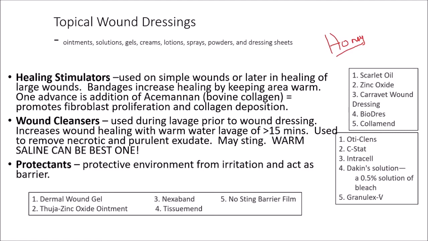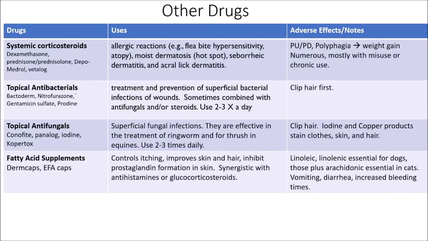Some other drugs we use with the skin: systemic corticosteroids, dexamethasone, prednisone, prednisolone, Depomedrol, Betalogue. Those help with allergic reactions like fly bite sensitivity or flea bite hypersensitivity, atopy, moist dermatosis like a hot spot, seborrheic dermatitis, and acral lick dermatitis.